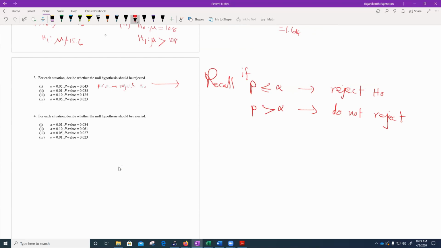Look at here. Which one is bigger now, alpha or p-value? P-value is bigger. The p-value is now bigger than 0.01, right? Therefore, we do not reject.